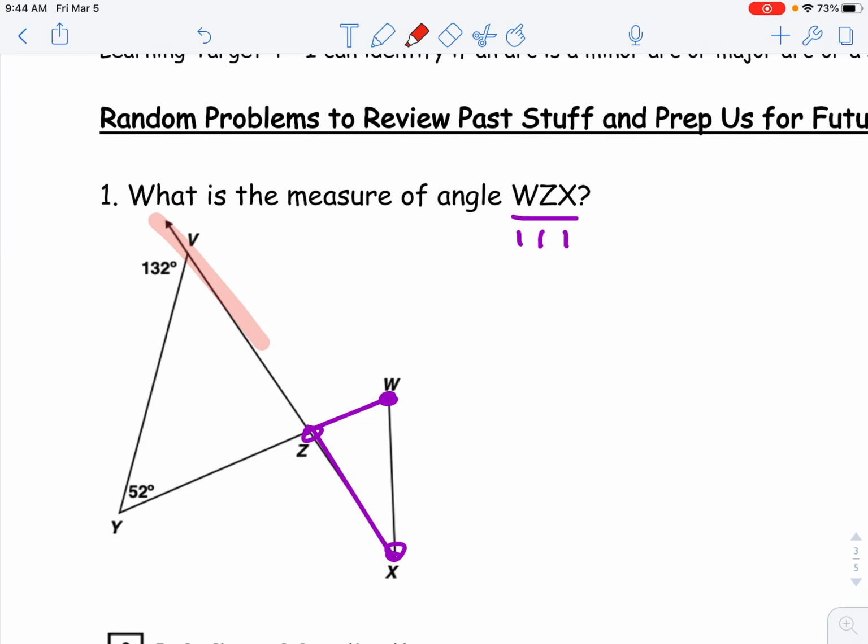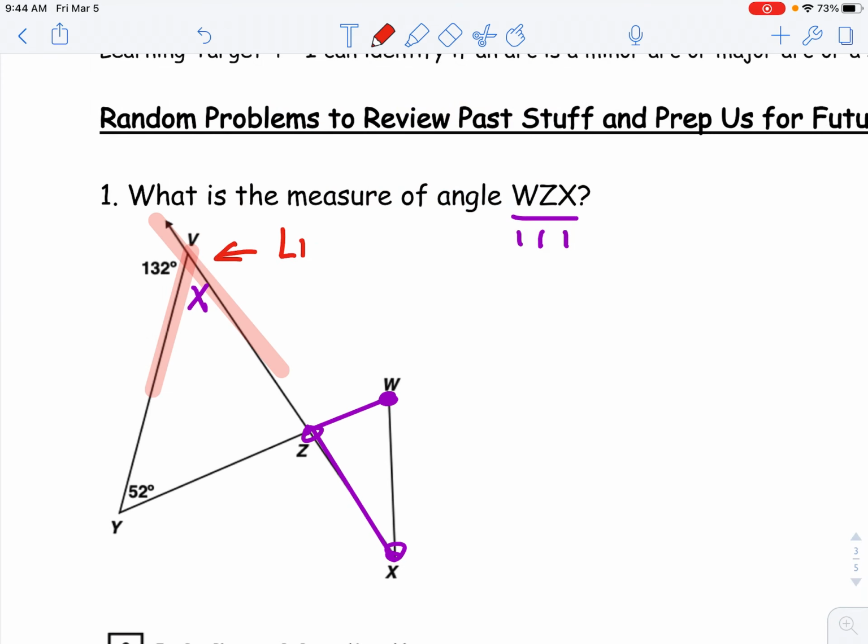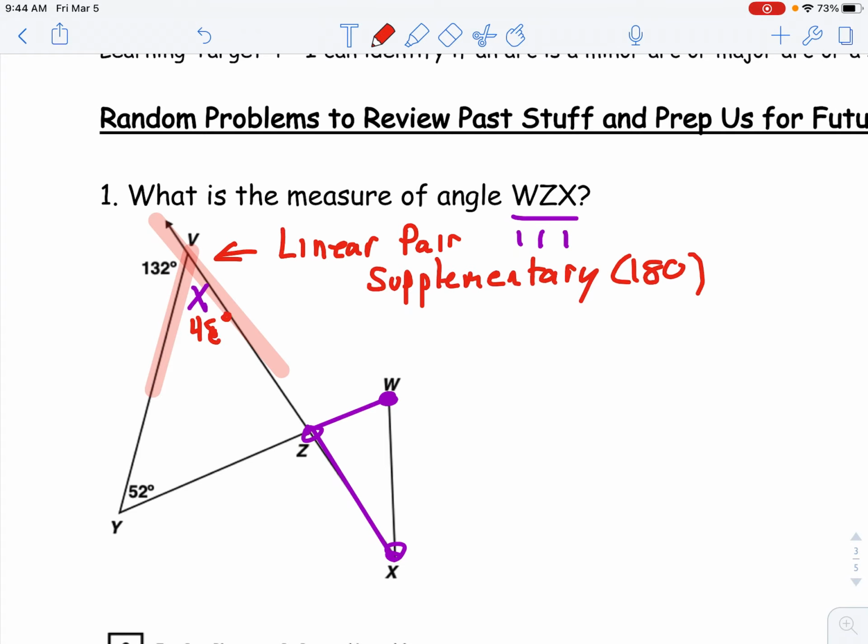Well, something we can look at is we got this right here. What's this measure? Well, what's this red thing right here? Remember, this is a linear pair, which is supplementary, which means it adds up to 180. So to find X, I'm just going to do 180 minus 132, and I get 48 degrees.